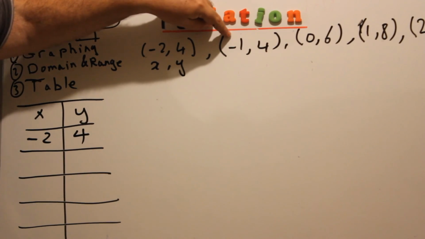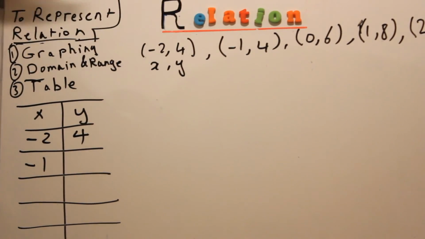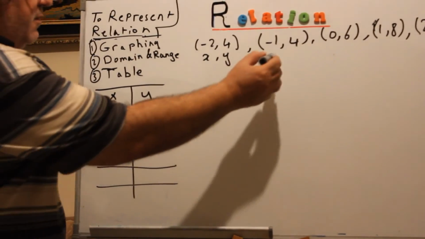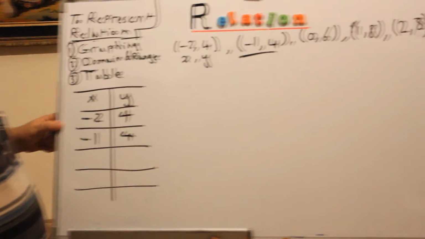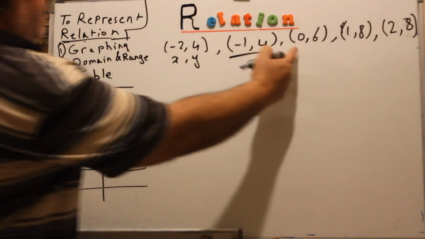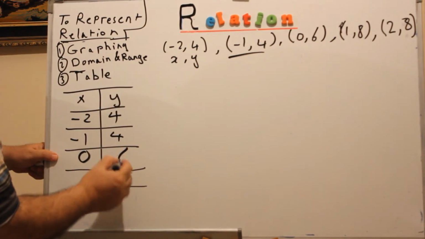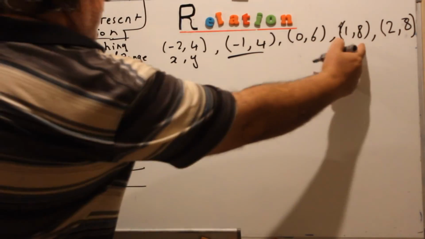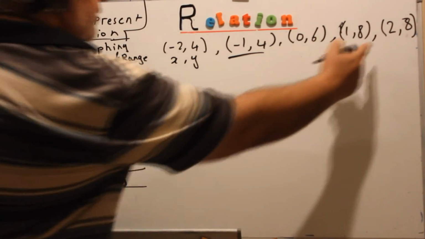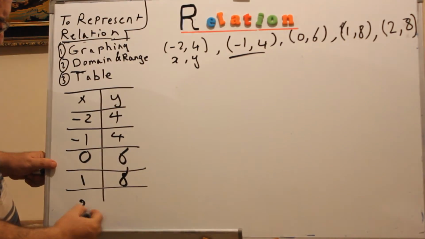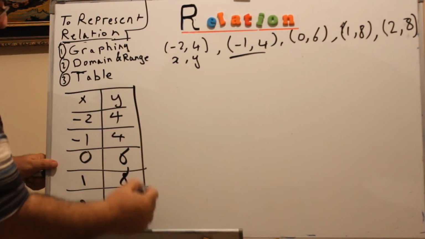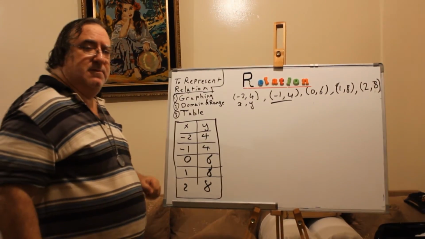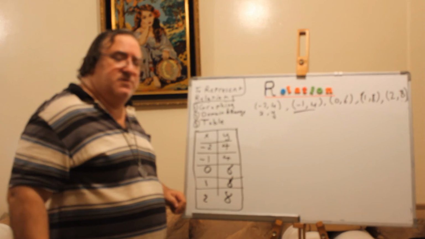So when x is -1, what will y be? It is 4. So here, when x is 0, what would y be? 6. So when x is 1, what will y be? 8. And the last one, when x is 2, y is also 8. So this is representing the relation by using a table. Okay, let's go to the last one.